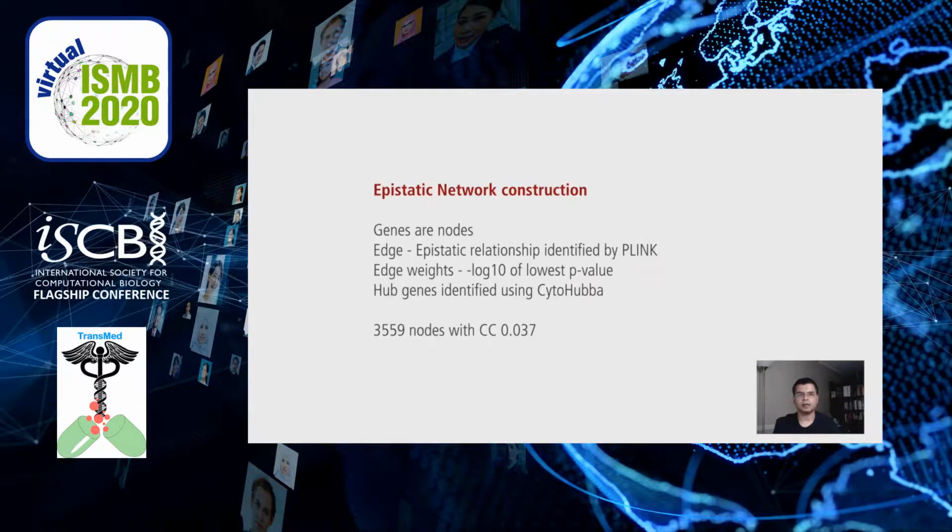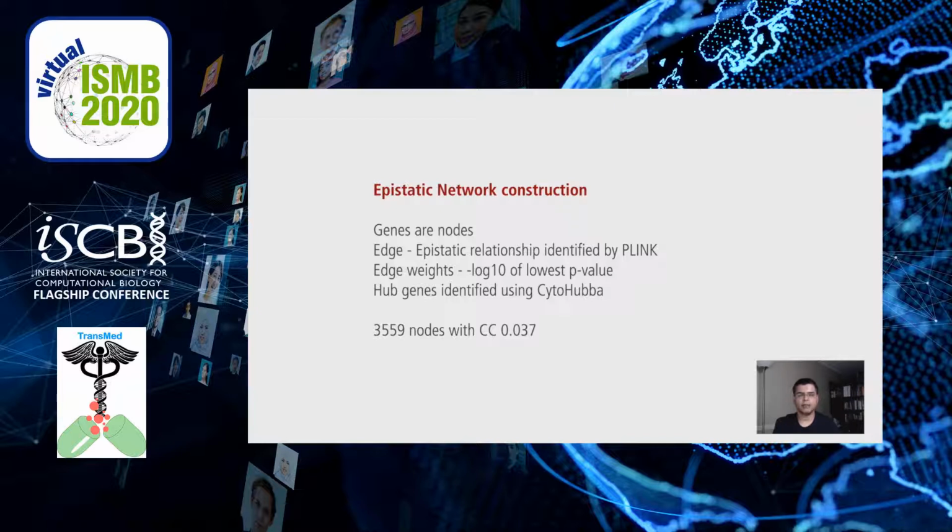We then created an epistatic network. In this case, the PLINK software was used to carry out epistatic relationships between alleles, and then we created a network out of these PLINK results. In this network, the genes are nodes, and 2 genes are connected by an edge if there is an epistatic relationship between them. The p-value of the relationship was used as a weight for the edges.